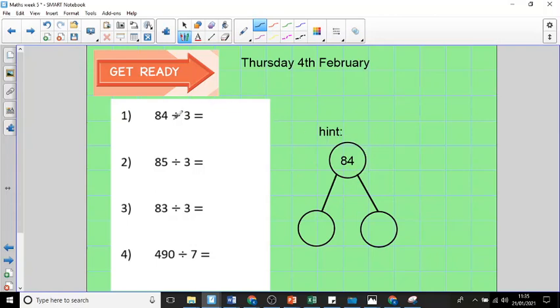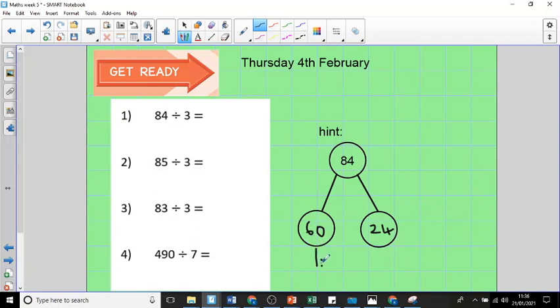Okay, so we had 84 and we divided it by 3. So what I need to be doing here is thinking, well, how would I split 84 to divide it by 3? If I was dividing by 3, I would be using 60. So I would probably do 60 and 24, because I know 80 isn't in the 3 times table because 8 isn't in the 3 times table. So I've chosen 60 because I know 6 is in the 3 times table.